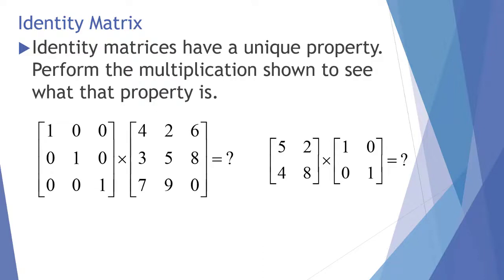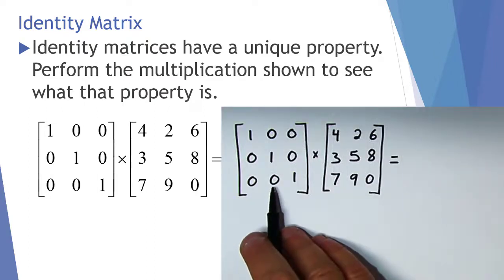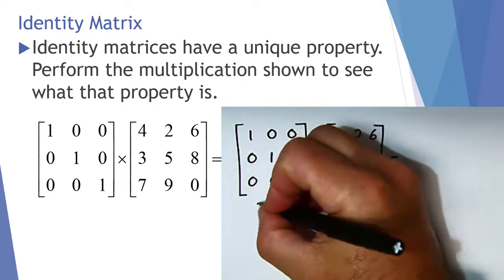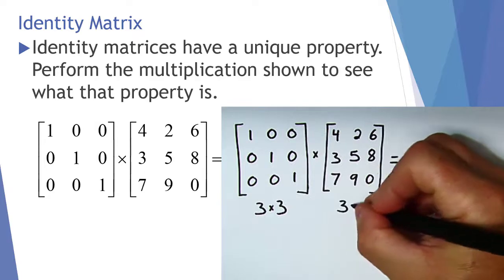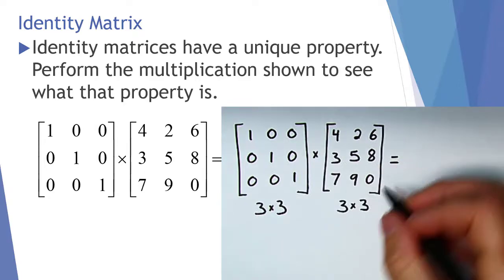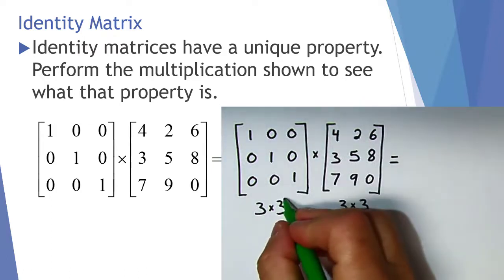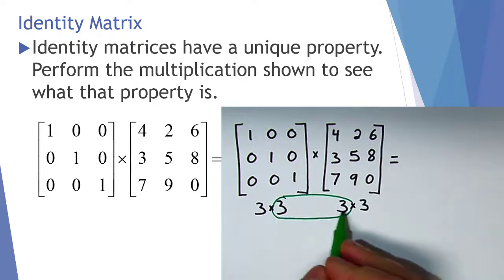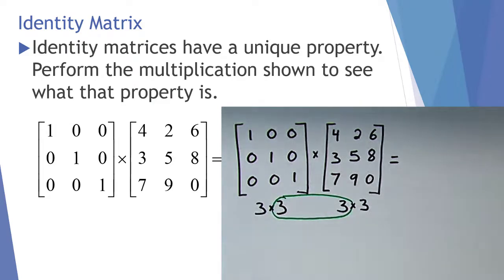Let's see what that is by doing some multiplication here. So let's start with this 3 by 3 identity matrix times another 3 by 3 square matrix. Remember from our previous lesson, if we want to multiply two matrices, we give the size of each matrix, and these two middle numbers have to be the same, and that is certainly the case. So a 3 by 3 times a 3 by 3, that multiplication can be performed, and our result will be a 3 by 3 matrix.